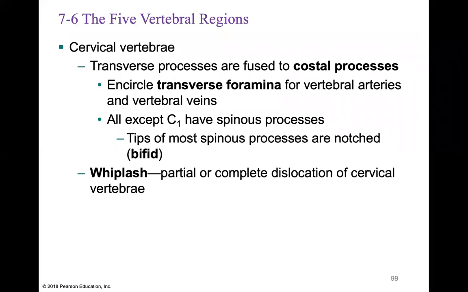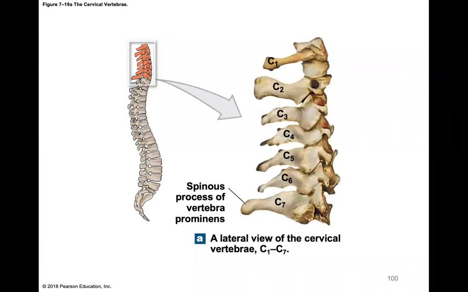Looking at the transverse processes, they are going to be fused to costal processes, and they will encircle the transverse foramen for the vertebral arteries and vertebral veins. The spinous processes coming off of the cervical vertebrae are going to be bifid, which looks like a little bit of a hatchet, and we'll see a picture of this in a second. Whiplash is partial or complete dislocation of a cervical vertebrae in what we call a head-neck injury.